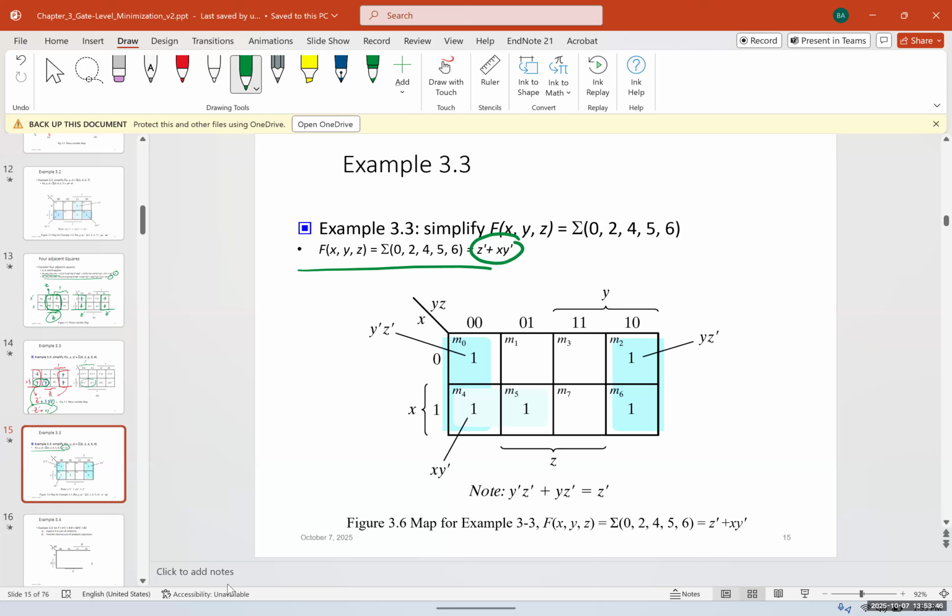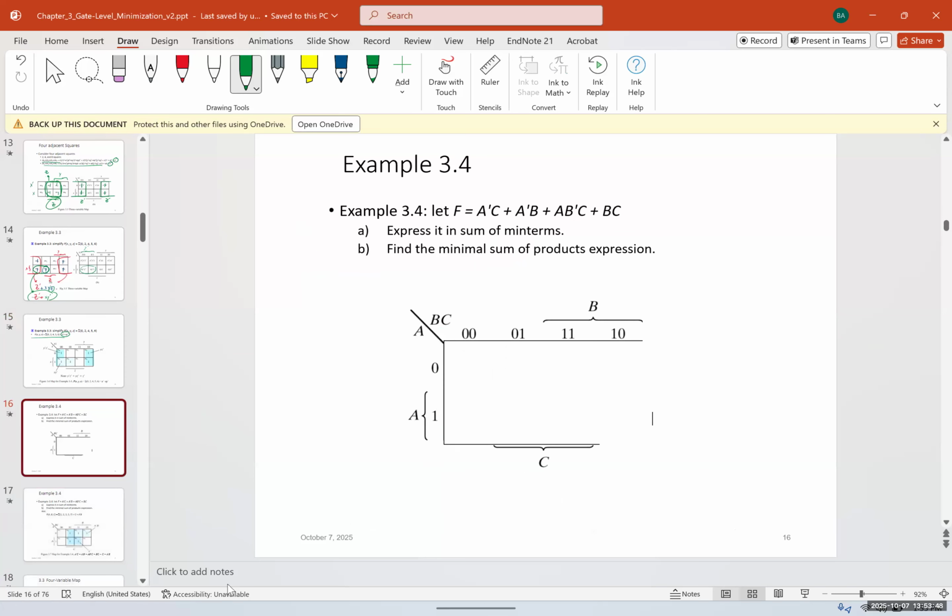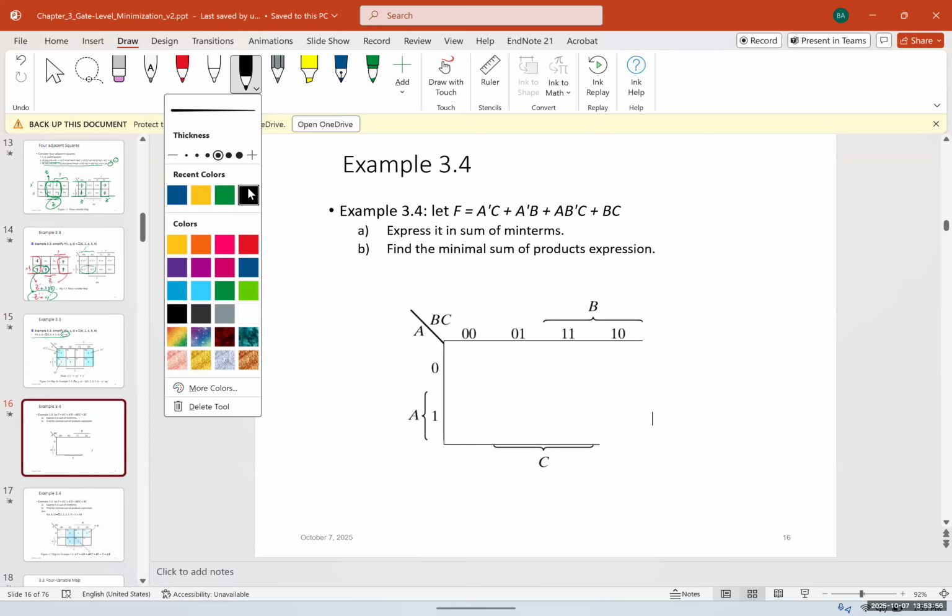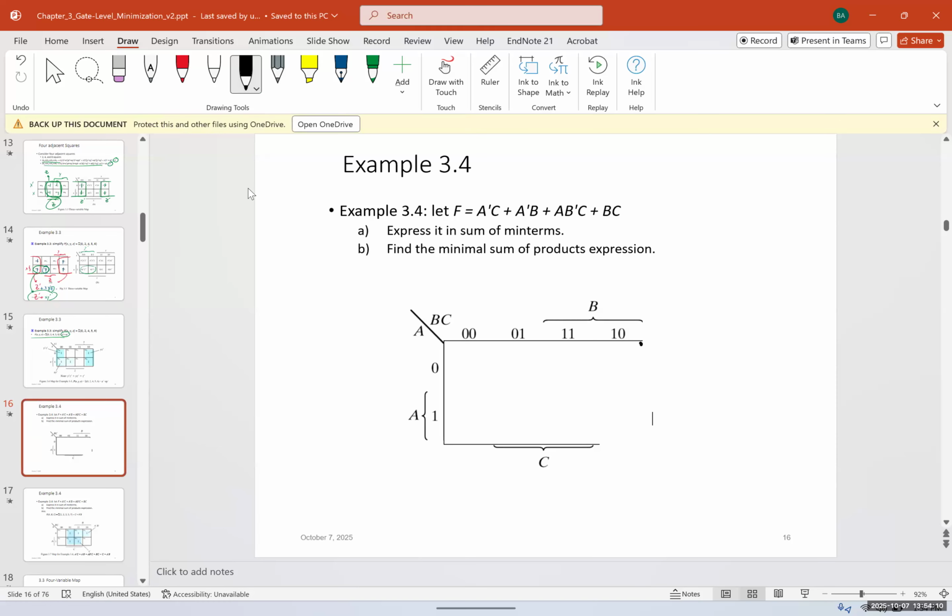For the next one, sometimes they show it with x, y, z, sometimes they show it with a, b, c. Here, I wanted to give you an example of what it looks like when we have a, b, c. We have an expression of a prime c plus a prime b plus a b prime c plus bc, and we want to show it in the sum of minterms, and we want to find the minimal sum of products expression.